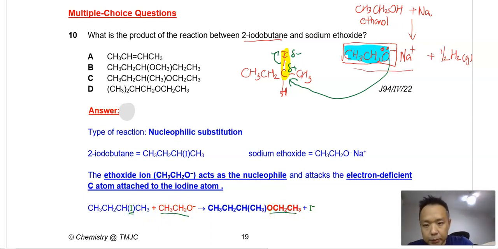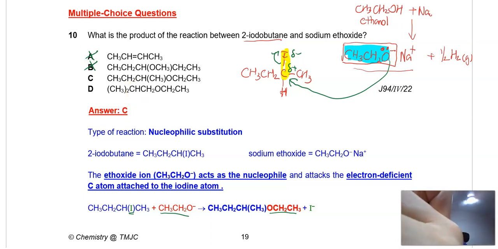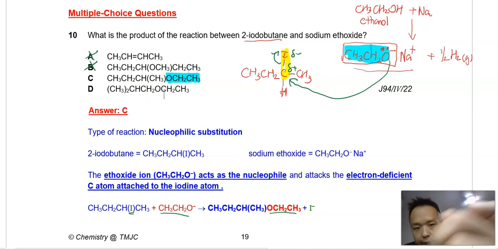Alright, so therefore the possible options when you look at it, A is wrong because A is elimination, giving an alkene. B is also wrong because the OCH3 is not correct. Then only option C looks like the correct one because if you were to do the matching, this is the ethoxide. And then you have a CH3 attached to this CH, then CH2, CH3. That's why C is the correct option. And of course, D is the wrong option because D itself is not the correct structure.